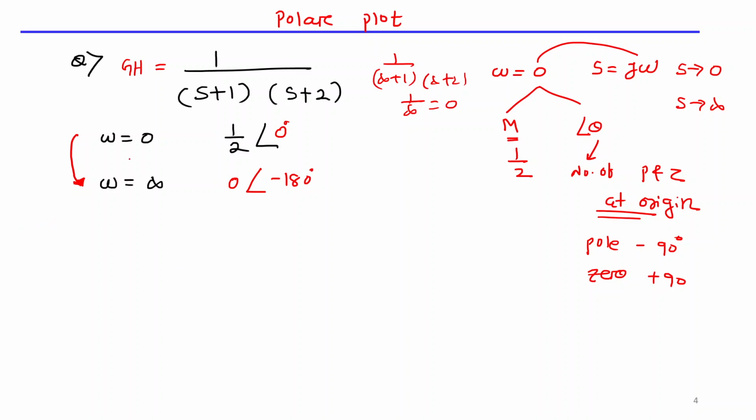You understand how I get the magnitude and angle at omega 0 and omega infinity. Clear. Next step, you just make a line like this.